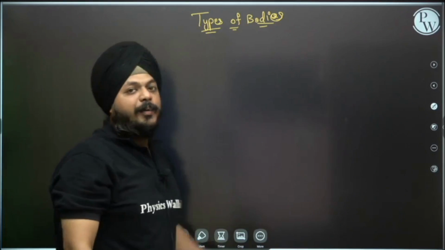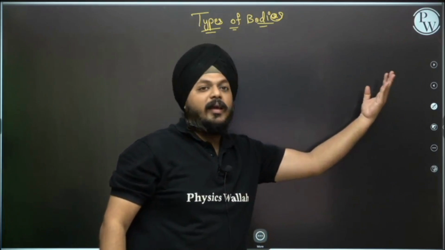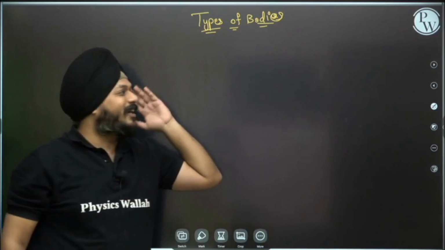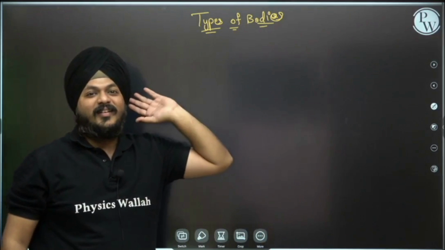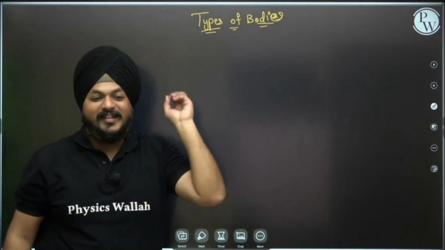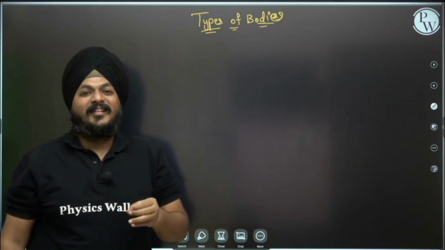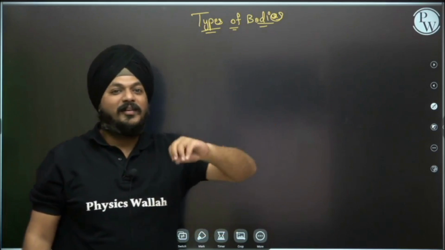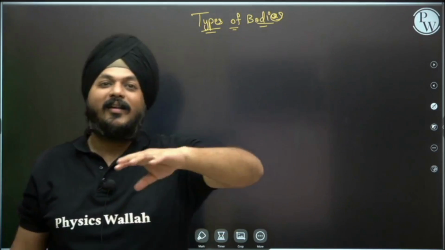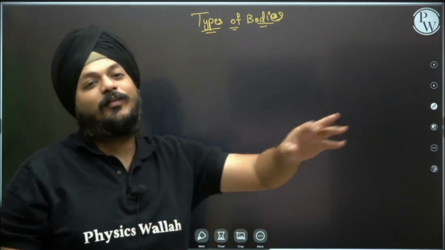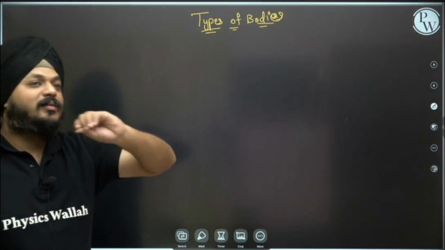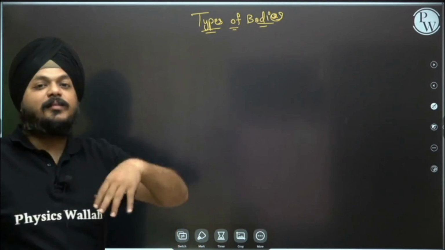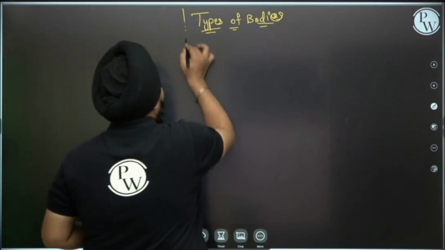I have the habit of writing from right to left. If any student has a problem with that, they can comment. Please don't get worried, all of those notes are available. You will note down all the mandatory things, but if at any point you feel uncomfortable, just text beneath the video. Types of bodies.